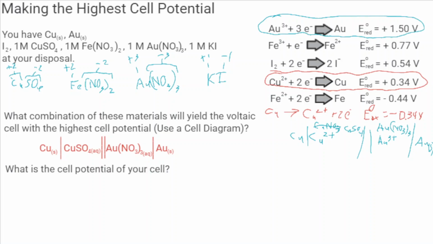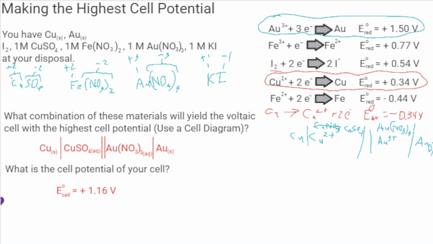And then we have two more questions. What is the cell potential of your cell? So in this case, all we want to do is add up both of our cells here. So we have our reduction potential of positive 1.5 and our oxidation potential of negative 0.34 volts. So when we add those together, we should get something a little less than 1.5, giving us positive 1.16 volts.